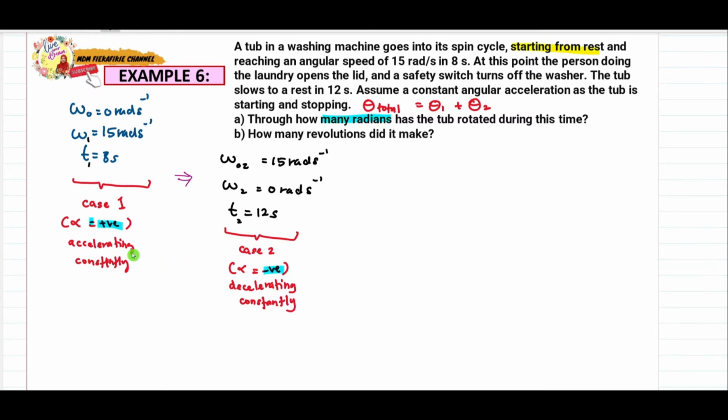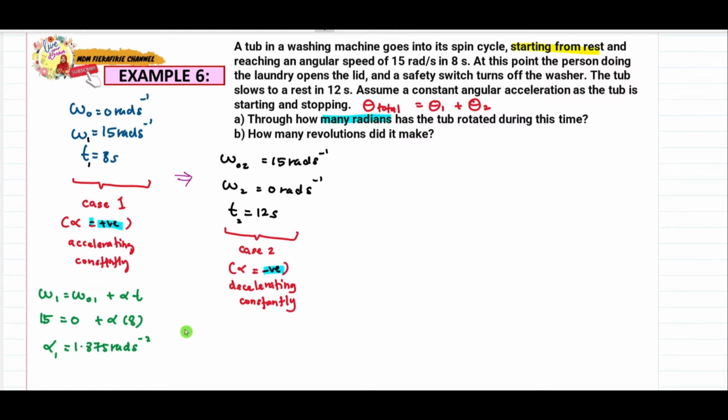We want to calculate alpha, right? So omega 1 is equal to omega naught 1 plus alpha t. So now let's substitute 15 equal to 0 plus alpha 8. So since the machine is accelerating, alpha must be positive value, and it is equal to 1.875 radian per second squared. Boleh. And then kita ada alpha 1 for case 1.